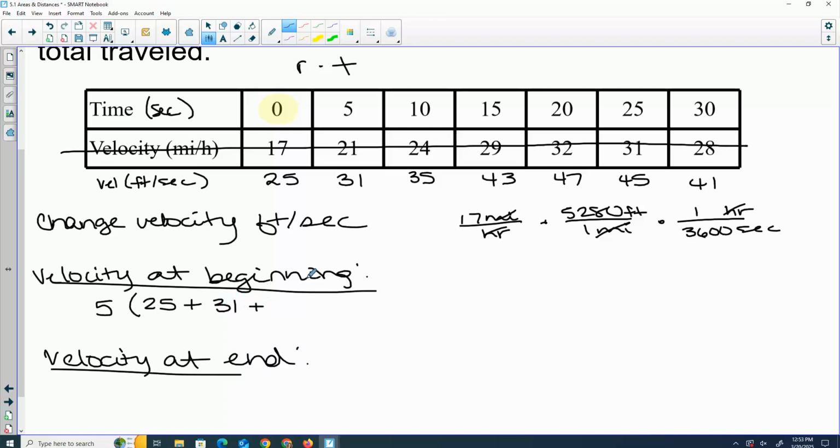We're just doing it over and under. My next 5-second chunk, 42. The next one, 47. The next one, 45. And if we're using the beginning of the time period, do we have a time period after this? No. So that's our last one. Adding these up gives 113, so that would estimate my distance at 1,130 feet.